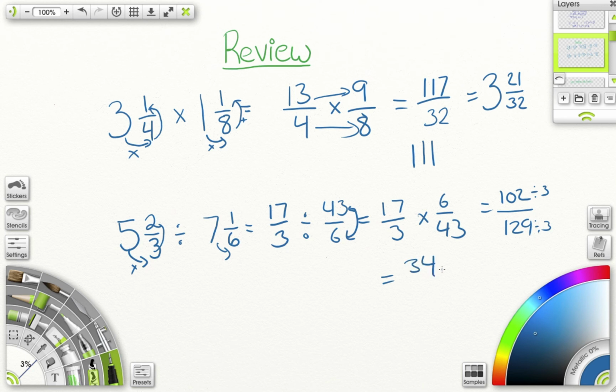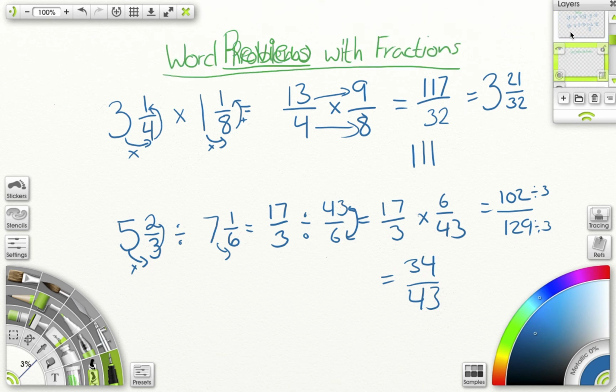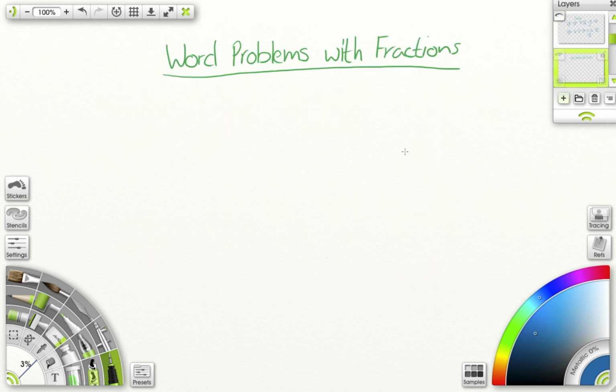And 129 divided by 3 gives me 43. And I'm going to double check if I can't make it any smaller. I don't think I can. Nope. So that's my final fraction, 34 over 43. So that's our review. Next one, we're going to go into our word problems.